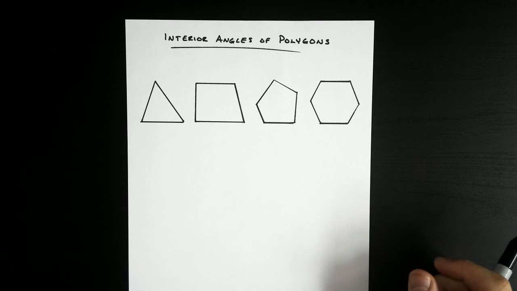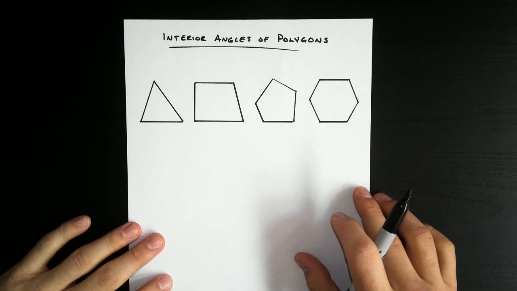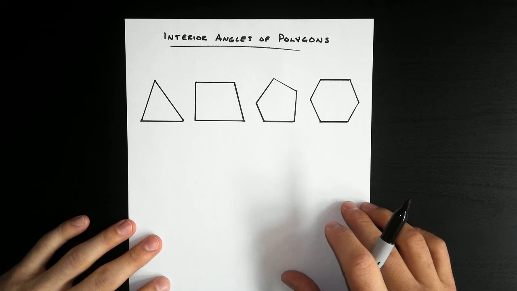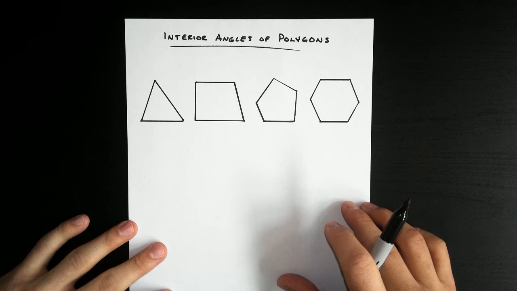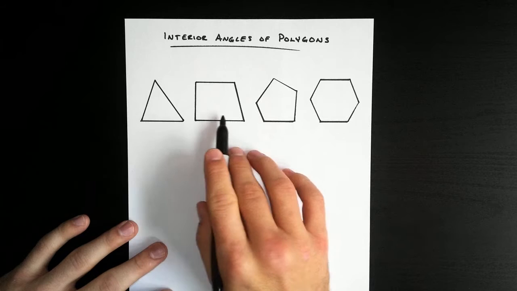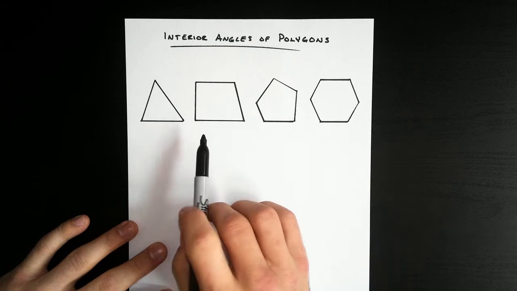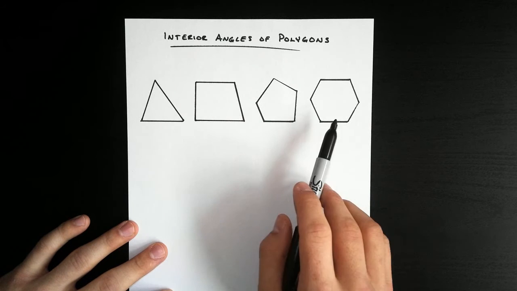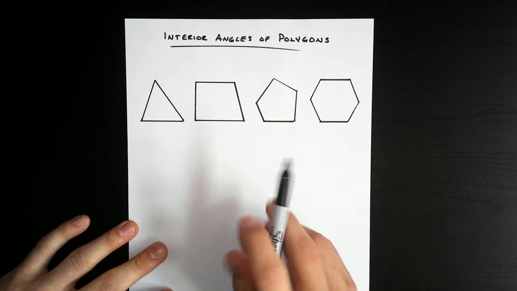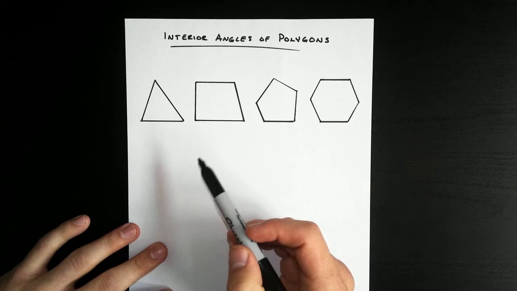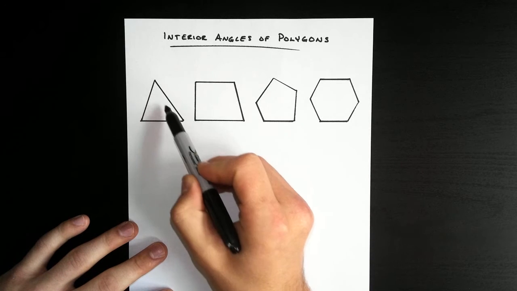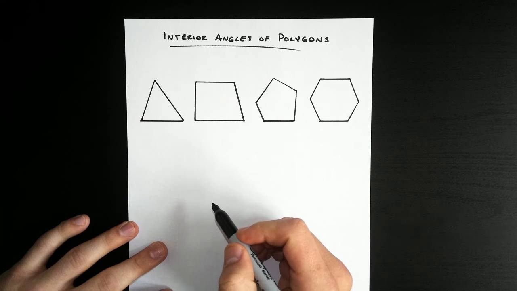Hello everyone. I'm going to talk a little bit about the interior angles of different polygons, and then after that I'm going to do a couple examples. So first thing here, I have a couple different polygons drawn, each one with one more side than the last one. So we have a triangle, quadrilateral, pentagon, and a hexagon here. The interior angles are the angles that are each on the inside of all of these polygons.